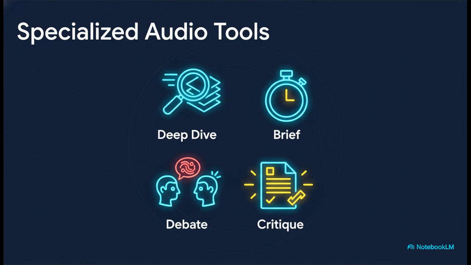These aren't just summaries anymore, they're cognitive tools. For instance, before you send off that big proposal, you can generate a critique to find all its weak spots. Or, let's say you're looking at market data. You can generate a debate where 2 AI voices argue the pros and cons using only your data. It's an incredible way to see your own blind spots.